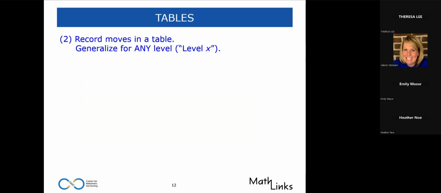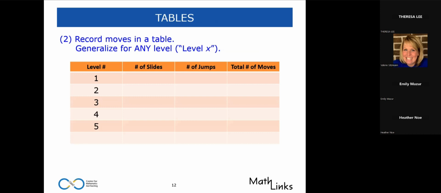Of course, the goal is to keep track of the steps so that we can see structure and patterns. Students shared along the way and ultimately made a table. Here is level 1, which was a slide, jump, 2 slides and a jump for a total of 3 moves. Here we see Ramona's 8 moves and the completed table.